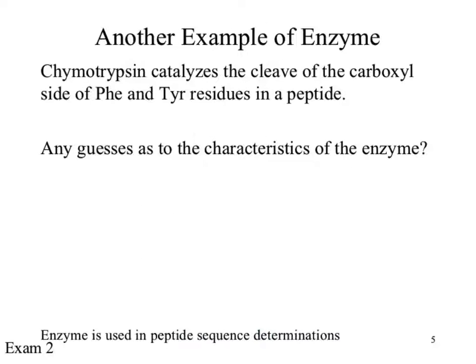Okay, so another example for an enzyme, we could look at chymotrypsin. In a less specific sense for this example, chymotrypsin catalyzes the cleavage of the carboxyl side of phenylalanine and tyrosine residues in a peptide. So we've got a long peptide chain. Chymotrypsin goes along, scans phenylalanine, cut. But it only cuts on the carboxyl side, not on the amino side. It'll do the same thing to tyrosine.